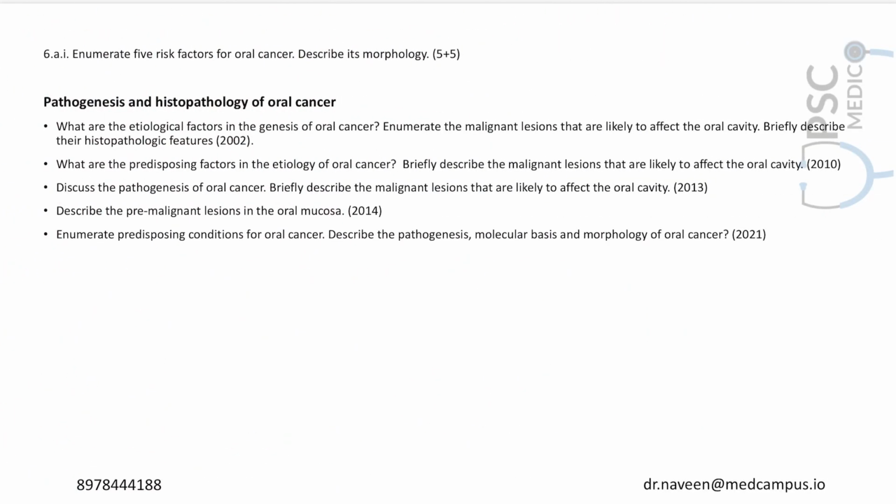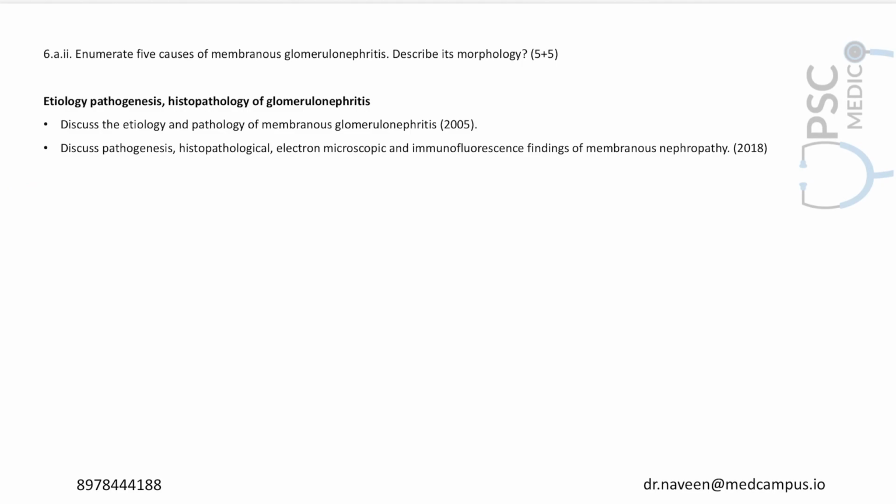Now we are discussing the pathology part. The next question is: what are the 5 risk factors for oral cancer? It's a repeat. What is the morphology of oral cancer? It's a 2021 direct repeat question.